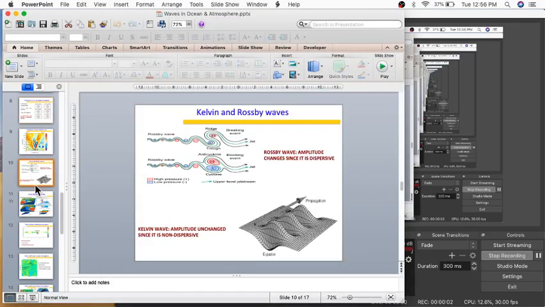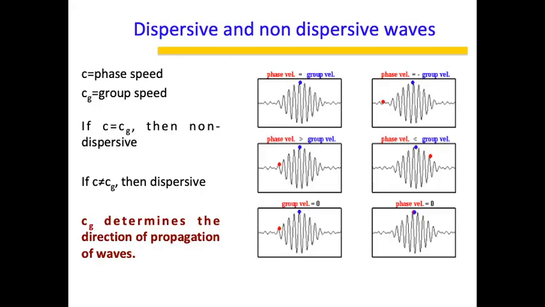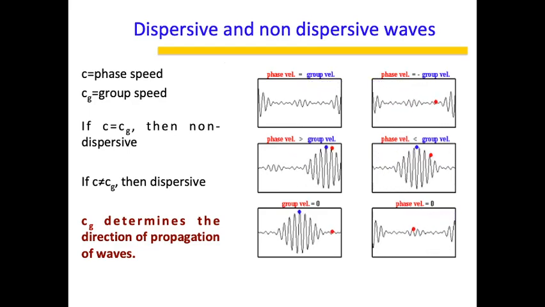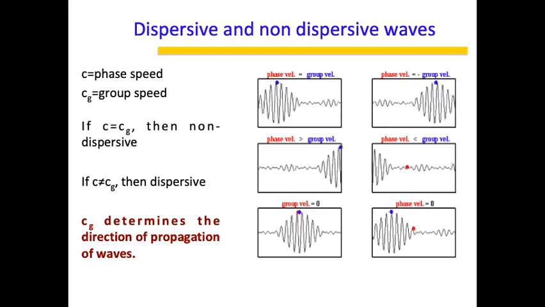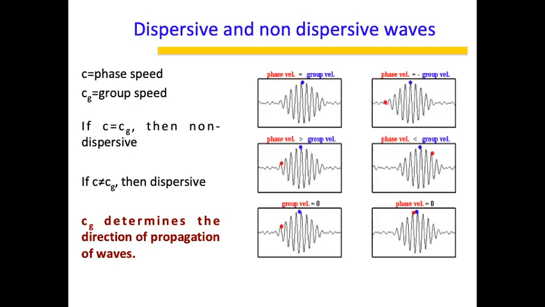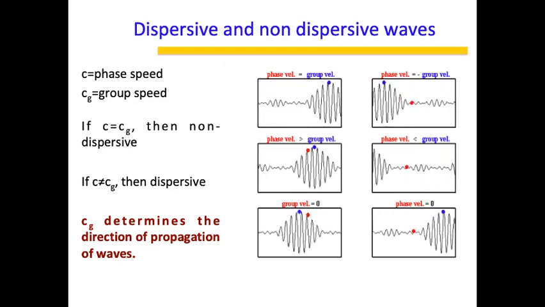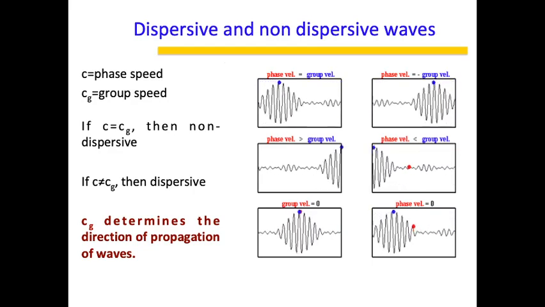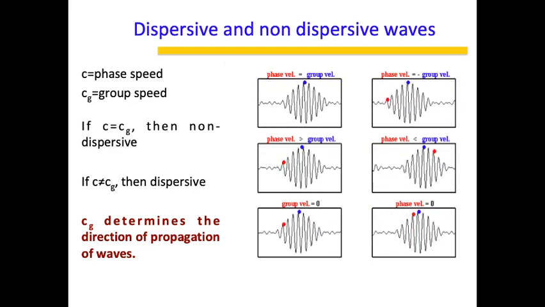Hi there. So this is the continuation of the previous video on waves in ocean and atmosphere. This is where we had stopped in the previous video, where I talked about the phase speed and the group speed. I hope you understood what I am exactly referring to, because this is a very important concept. And we talked about the dispersion and non-dispersion of waves.